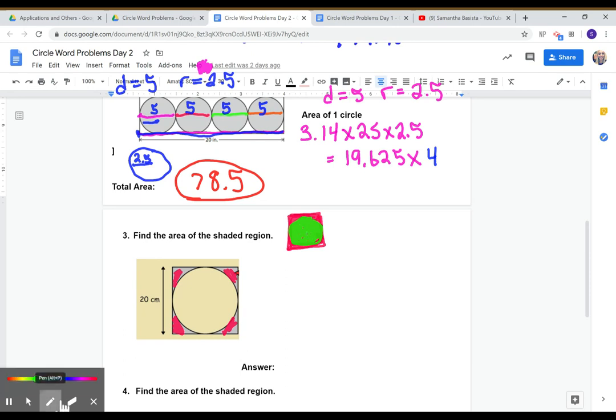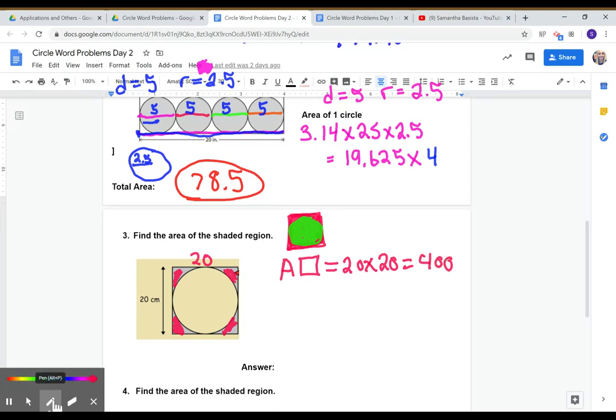So what I could do is I'm going to find the area of the square. So let's find that first. The area of the square would be, well, let's look at our dimensions. It tells me it's 20 by, would have to be 20, right? They don't give me another number. It's a square. It's 20 by 20. So to find the area of the square, I'm going to do 20 times 20, which gives me an area of 400.